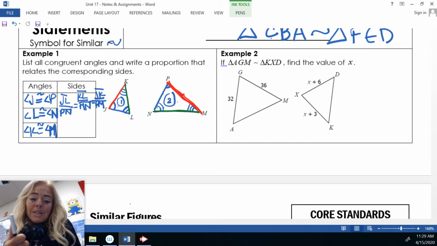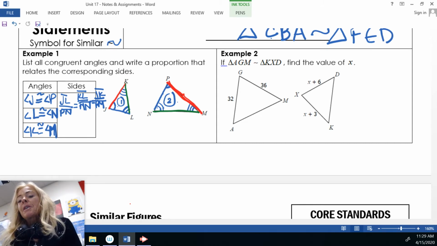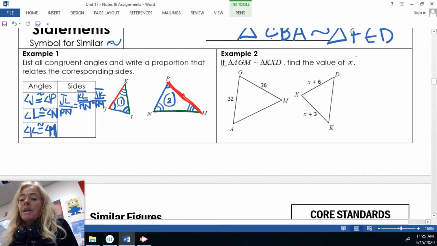All right, pretty easy. Okay, the other thing you're going to be asked to do on your homework is find the value of x given certain sides of a triangle and certain corresponding proportional sides of the other triangle.